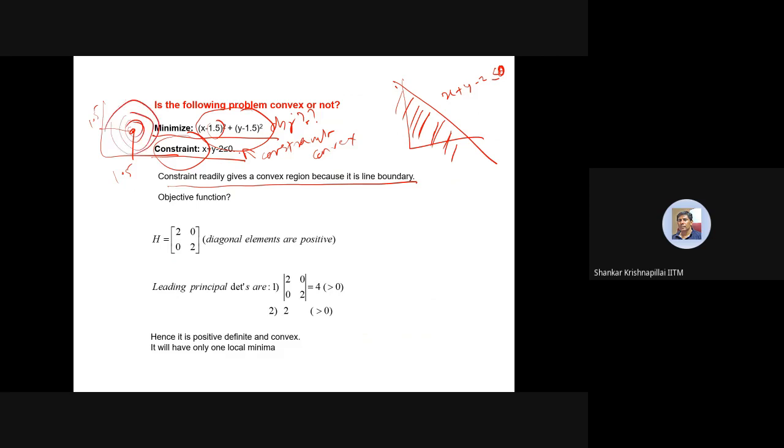But let us check with the matrix, because that is the proper method. You draw this matrix. Diagonal elements are positive. Then the first leading principal determinant is 4, which is positive. The second leading principal determinant is 2, which is greater than 0. So it is positive definite and convex. Contours will come like this, and you will get only one solution like this.